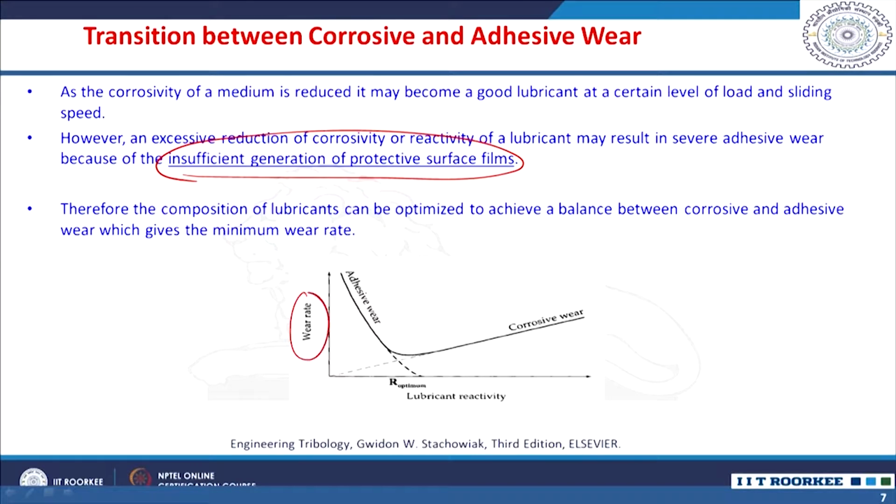So, you can see the wear rate versus the lubricant reactivity. Adhesive wear is dominant up to this point, and then corrosive wear is dominant. So, there is a certain reactivity optimum where you can have both adhesive and corrosive wear at minimum levels. So, the composition of the lubricant has to be optimized to achieve such a balance between corrosive wear and adhesive wear, which gives the minimum wear rate, right.